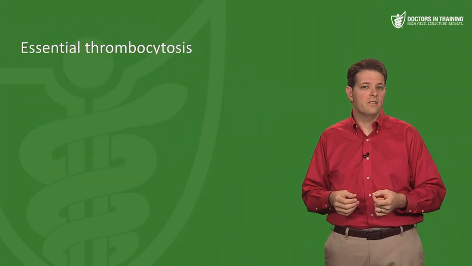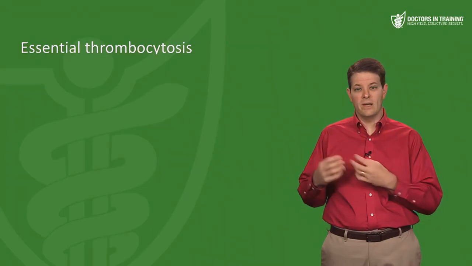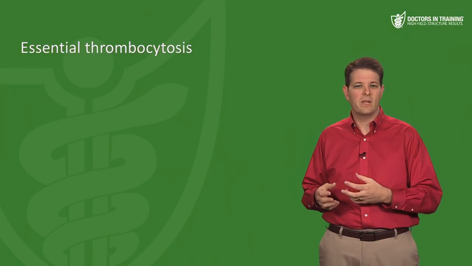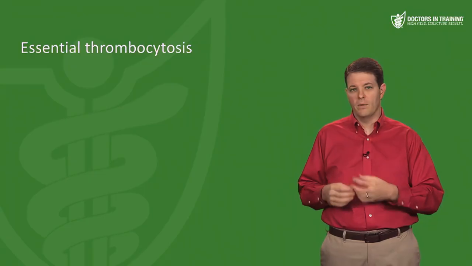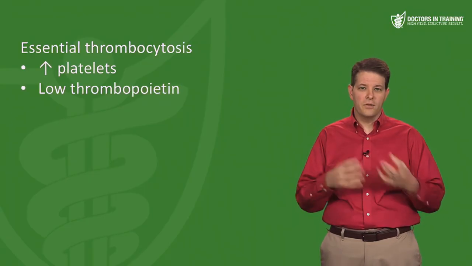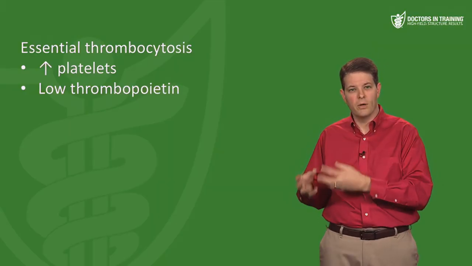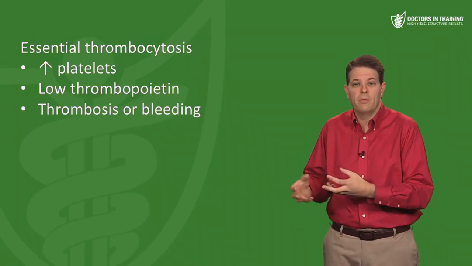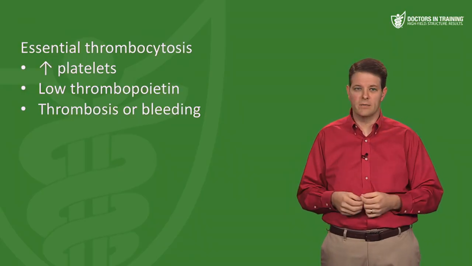Essential thrombocytosis is basically the platelet equivalent of polycythemia vera. So instead of having a lot of red cells, now you have a lot of megakaryocytes that are making platelets. There's a platelet stimulating factor called thrombopoietin, kind of like erythropoietin, but it's thrombopoietin. And with essential thrombocytosis, your thrombopoietin level is low. In other diseases, you might have an elevated thrombopoietin level that causes thrombocytosis, but here, thrombopoietin is low. Now, these patients can have thrombosis because they have too many platelets, or they can have bleeding because the platelets they do have don't work correctly.